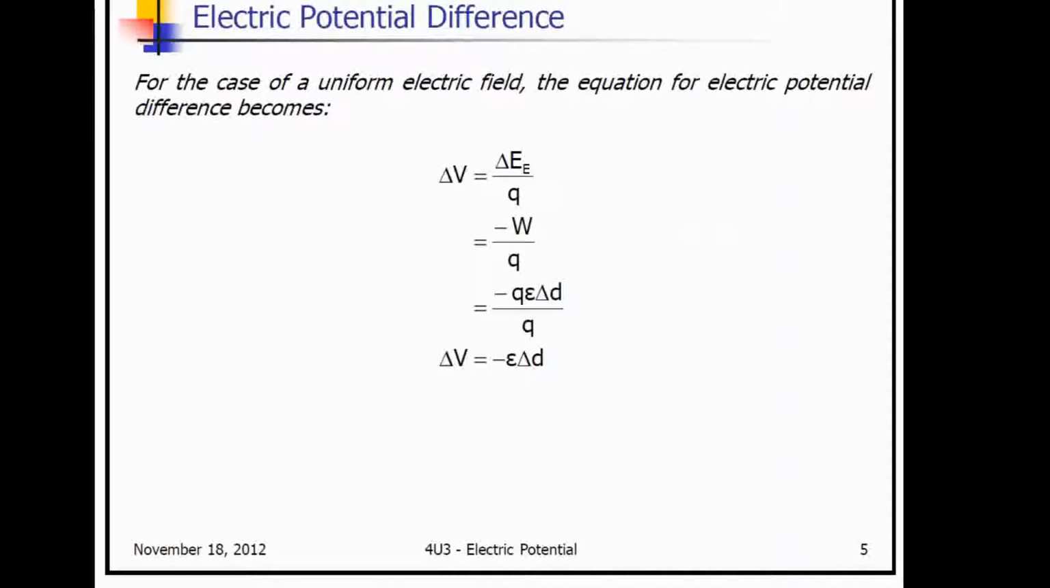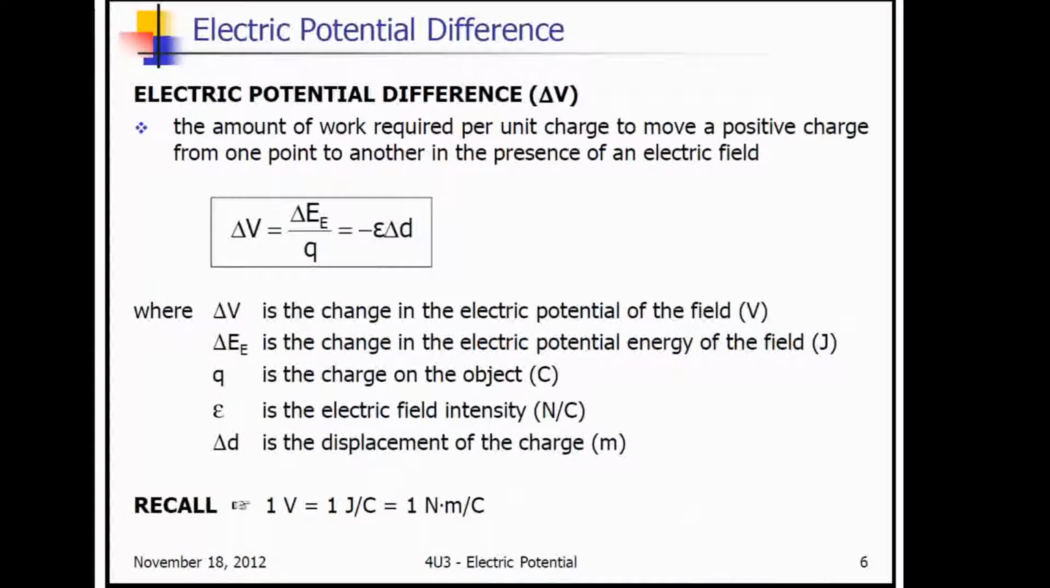So in a uniform electric field, the equation for electric potential difference can be simplified to negative epsilon times delta d, that displacement. So please copy this slide down. Electric potential difference is the amount of work required per unit charge to move a positive charge from one point to another in the presence of an electric field. And you can copy down all of the definitions of the terms that are listed there.